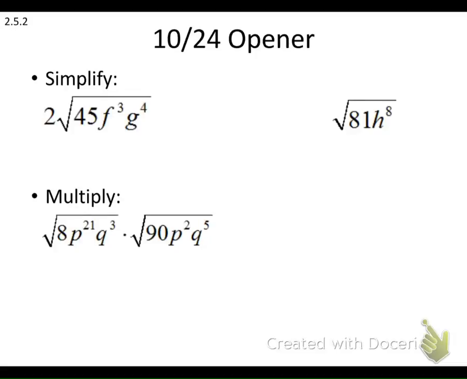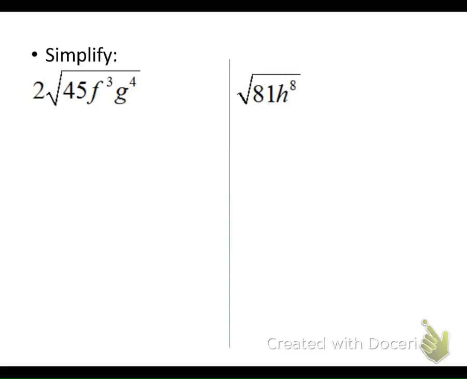Okay, although today it's 10:30, we're going to go ahead and do the 1024 opener just to kind of refresh our memories on how to simplify square roots with variables. So we have 4 steps that we're going to follow in order to simplify square roots with variables.